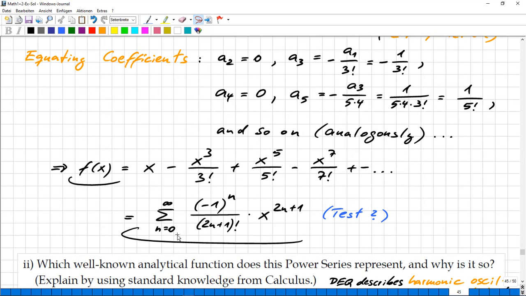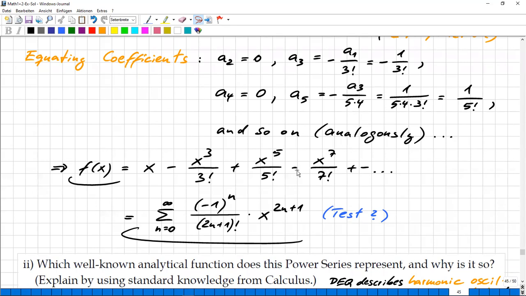Let's test for n equals 3, just for fun. Then we have x to the power 2 times 3 plus 1, which is 7, so x to the power 7. We have (-1) to the power 3, which is negative, and we have 7 factorial in the denominator. That's exactly this term with a negative sign.